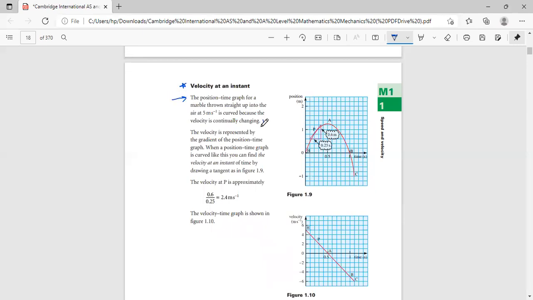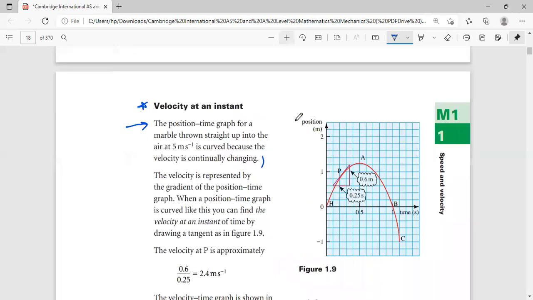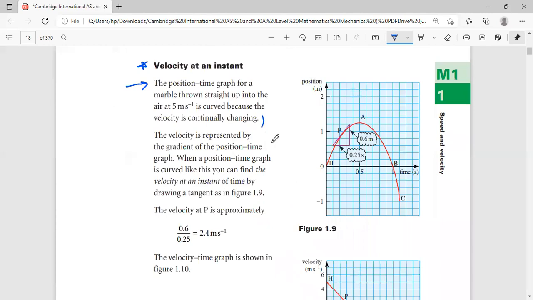The position-time graph for a marble thrown straight up into the air at 5 meters per second. What is the unit? Meters per second. Meter per second is also called meter second inverse. Both are the same statement. It's curved because the velocity is continually changing.